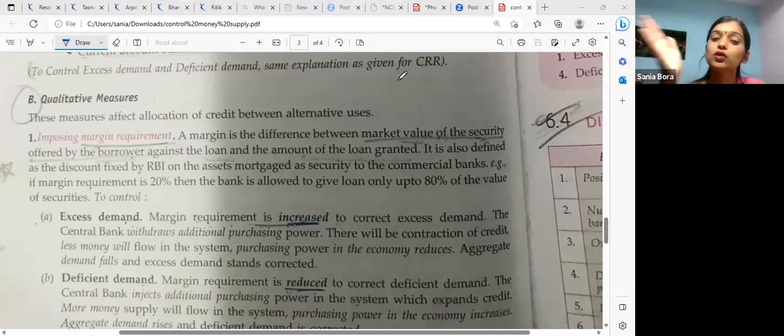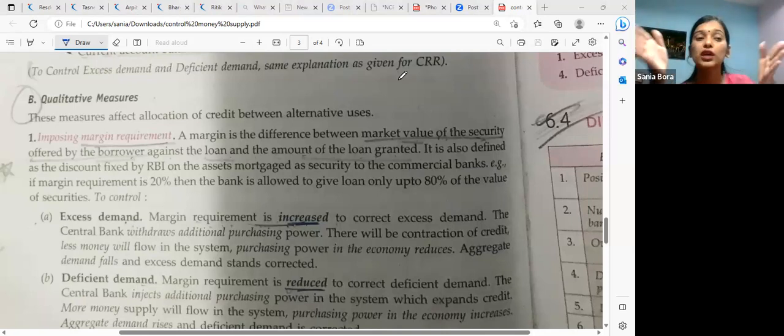So similarly, whenever you take a loan, in return you have to provide some security. For example, if you are taking a 100 rupees loan from the bank, in return you have to keep something which is worth 100 rupees or more than 100 rupees, so that in case you run away or are unable to repay the loan, they will keep that product with them. Clear?